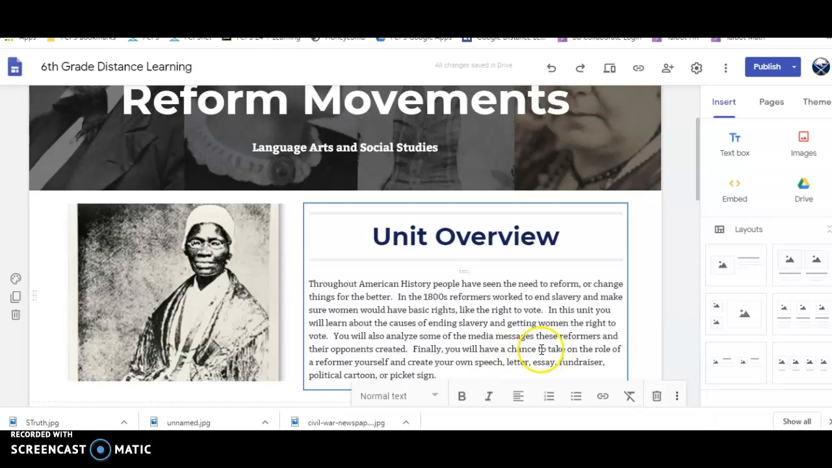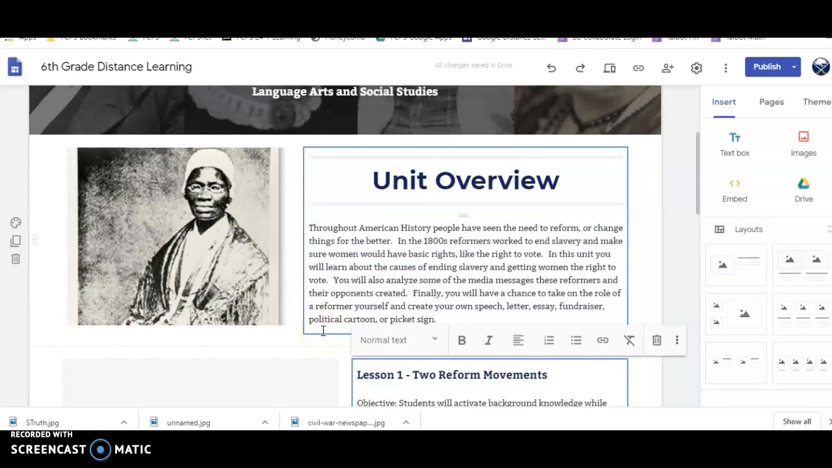Finally, you'll have a chance to take on the role of a reformer yourself and create your own speech, letter, essay, fundraiser, political cartoon, or picket sign.